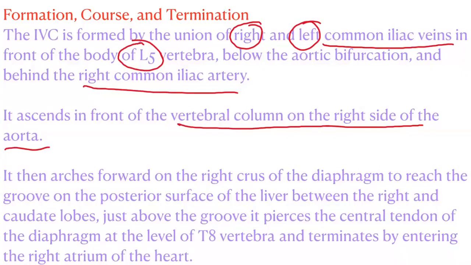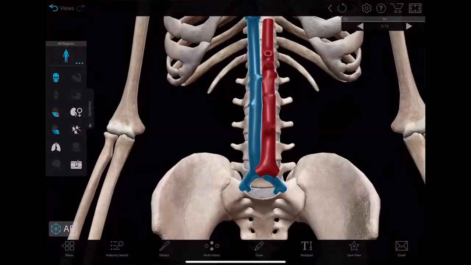It then arches forward on the right crus of the diaphragm to reach the groove on the posterior surface of the liver between the right and left caudate lobes. Just above the groove, it pierces the central tendon of the diaphragm. So it reaches the diaphragm through the posterior surface of the liver. We'll look at that.